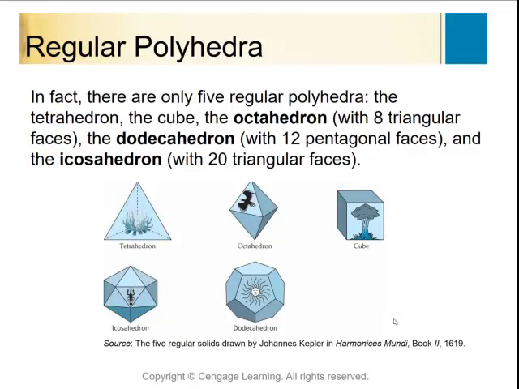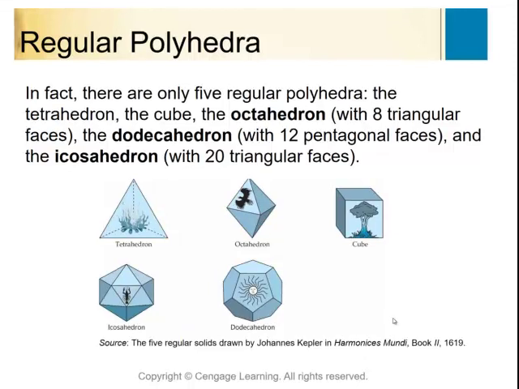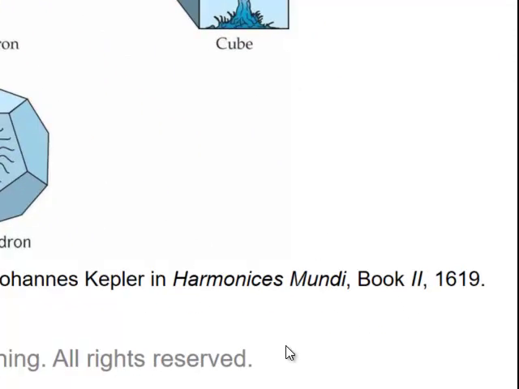Here we go. We have several pictures, and note that there are only five regular ones, meaning that each of the lengths of these sides are all the same. That's what the word regular means. And then we have our five different examples of this: a tetrahedron, an octahedron, cube, icosahedron, and dodecahedron. The solids made from regular polyhedra are called Platonic solids after Plato.